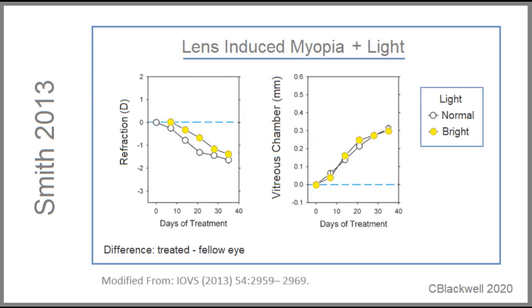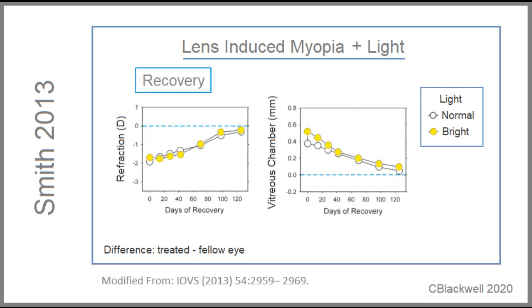How about the group of monkeys with lens-induced myopia? The yellow lines are monkeys raised under bright light conditions. In this case, development of myopia was essentially unaffected by bright light, and the same with recovery after lens removal.